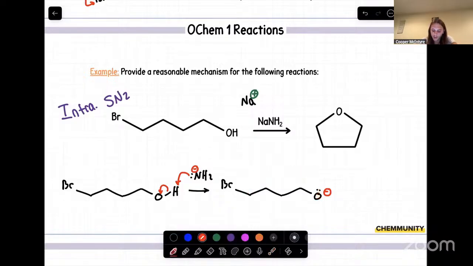So we'll draw our curved arrows. Oxygen is attacking that carbon that's bonded to the bromine. And then these electrons will fall back onto bromine as we kick out that leaving group.